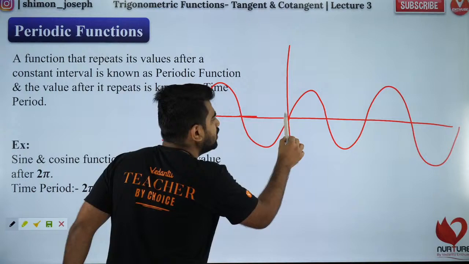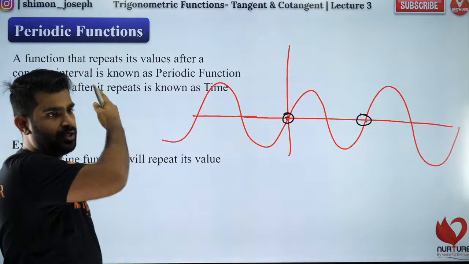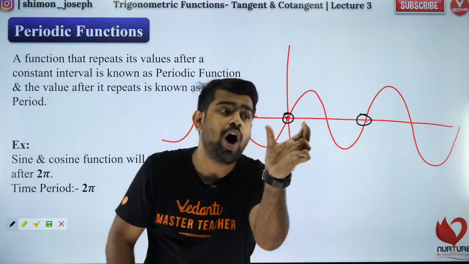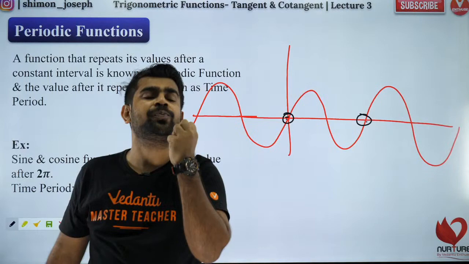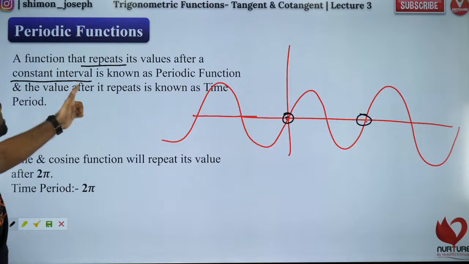After what interval? So you see from here to here, whatever I have between here to here, the same unit is repeating itself forever. That is what we call a periodic function. The entire function, a small unit, will keep repeating its behavior forever. A function that repeats itself after a constant interval is known as a periodic function. And the interval after which it repeats is called the period of the function.